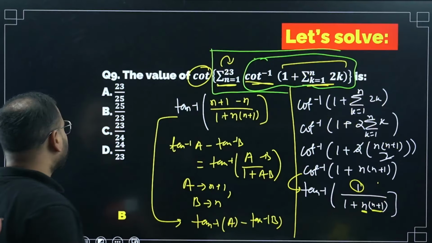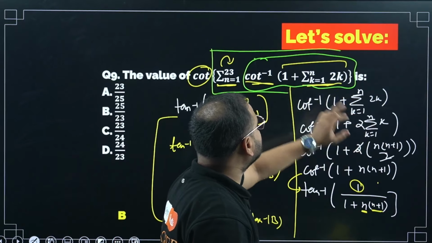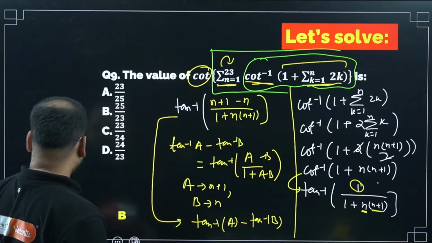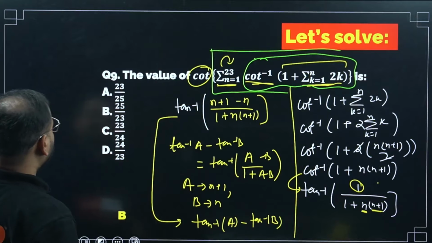We had to evaluate this expression. First we solved this summation, then we applied cot inverse on that. Then we applied this summation again, then applied cot on that. What's the answer? 25 by 23. Option B, 25 by 23.